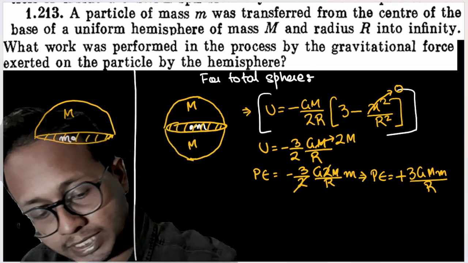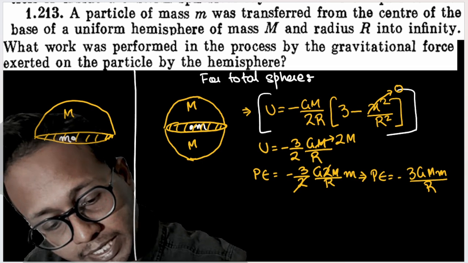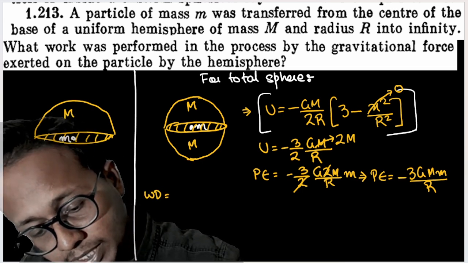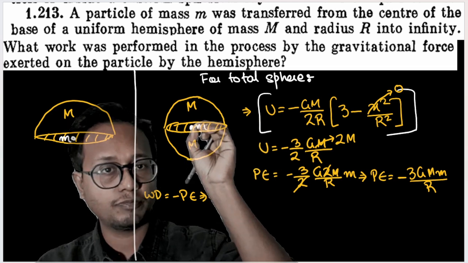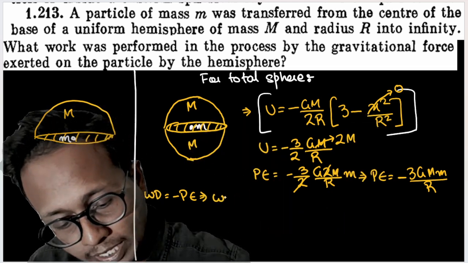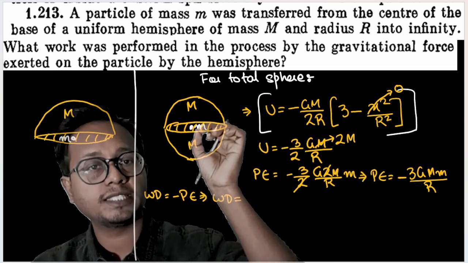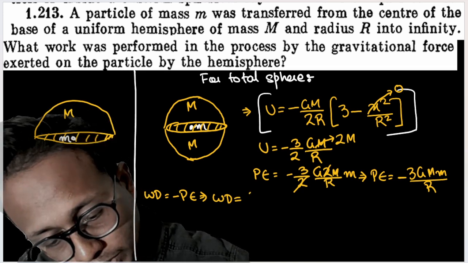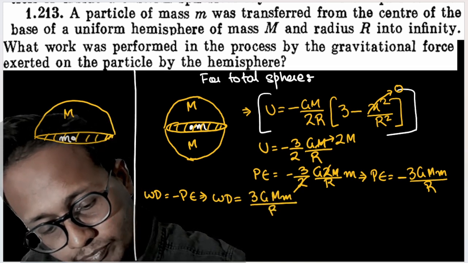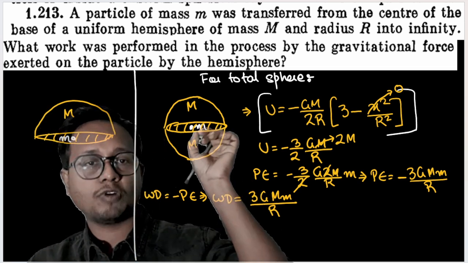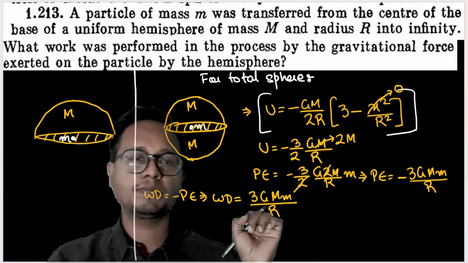That means work done. So potential is negative. Work done is nothing but negative of potential energy. Why? Because I have to do some work in bringing this mass m from this point to infinity. And the amount of work I have to do is exactly the potential that is at the center. So work done is equal to 3GMm by r. So work done in bringing a small mass m from this point to infinity is nothing but this parameter.